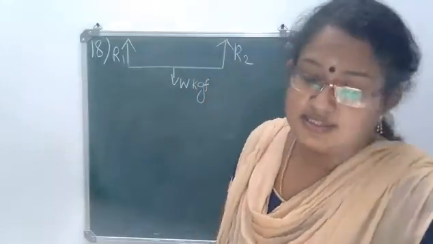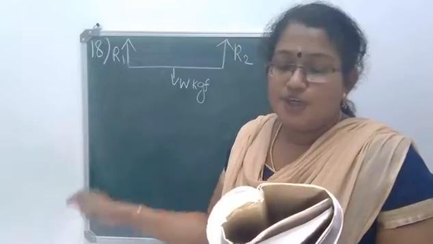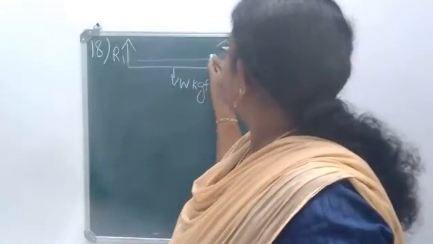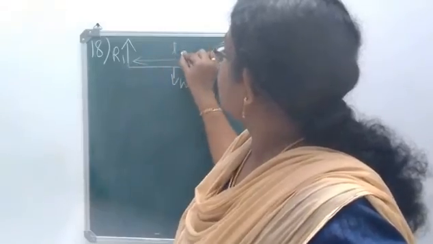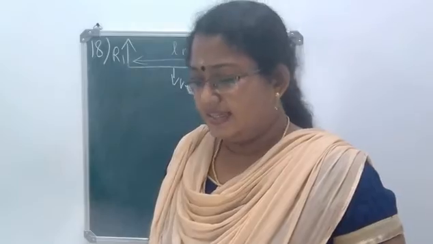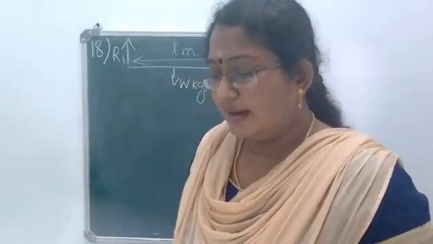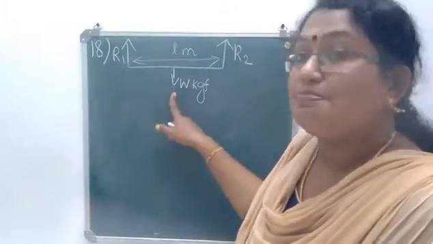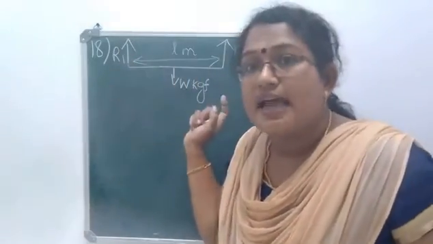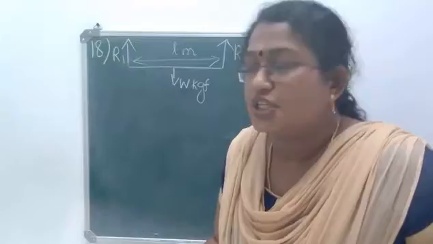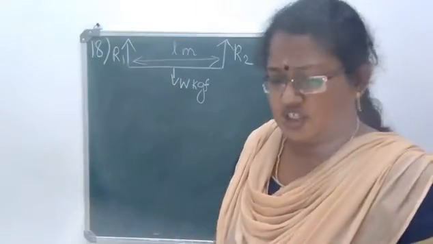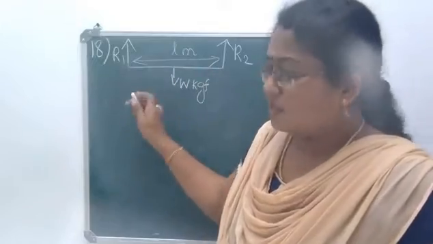Okay, last question. In the figure, a uniform bar of length L meter is supported at its ends and loaded by a weight W kilogram force at its middle. So at the ends it is balanced by two forces R1 and R2 in the upward direction. Here we have the weight W acting in the downward direction. Now this is balanced.